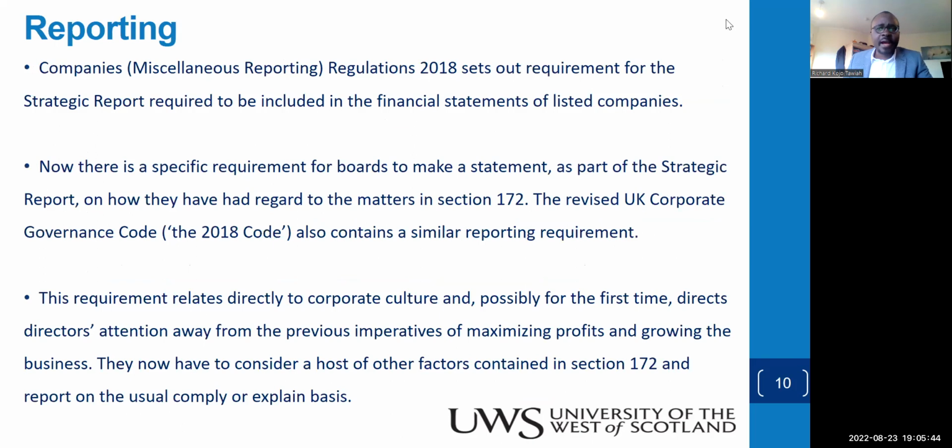All right. Now, reporting, like I said, again, if you look at the companies regulations, the Miscellaneous Reporting Regulations 2018, it sets out the requirement for a strategic report, which must be included in the financial statements of listed companies. So today, you don't just find a statement of profit and loss, statement of financial position and cash flows. They want you to include a strategic report. Within this strategic report, section 172 of the Companies Act gives specific requirements of what you should put in there. So today we see CEO statements, CSR statements being plugged in as part of the requirement, okay?